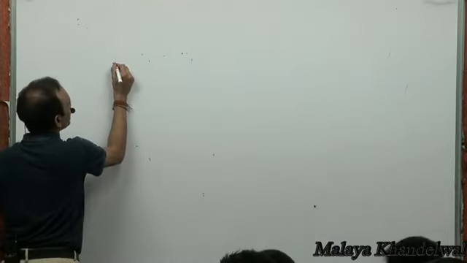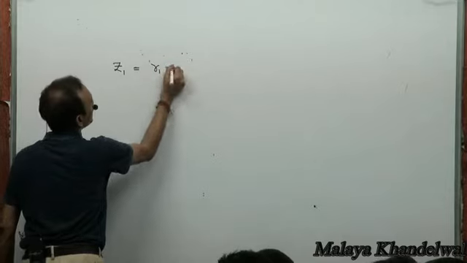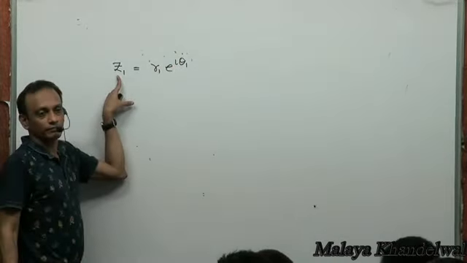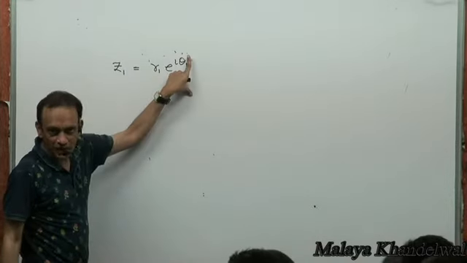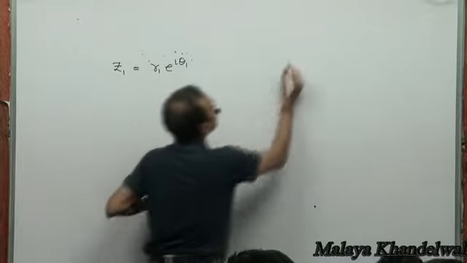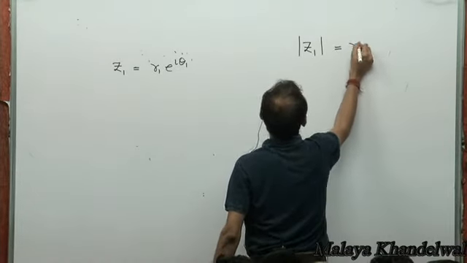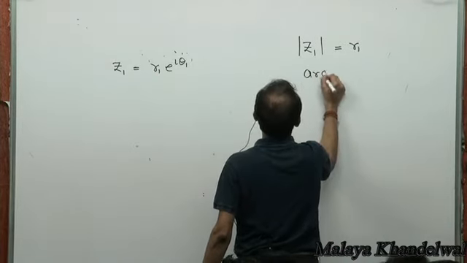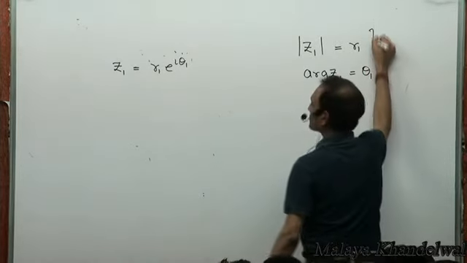Now say I have a complex number z1, which is r1 e power i theta 1. What's the modulus of z1? r1. What's the argument of z1? Theta 1. Yes or no? Right? Modulus of z1 is very clearly r1, right? And what is the argument of z1? Theta 1, right?